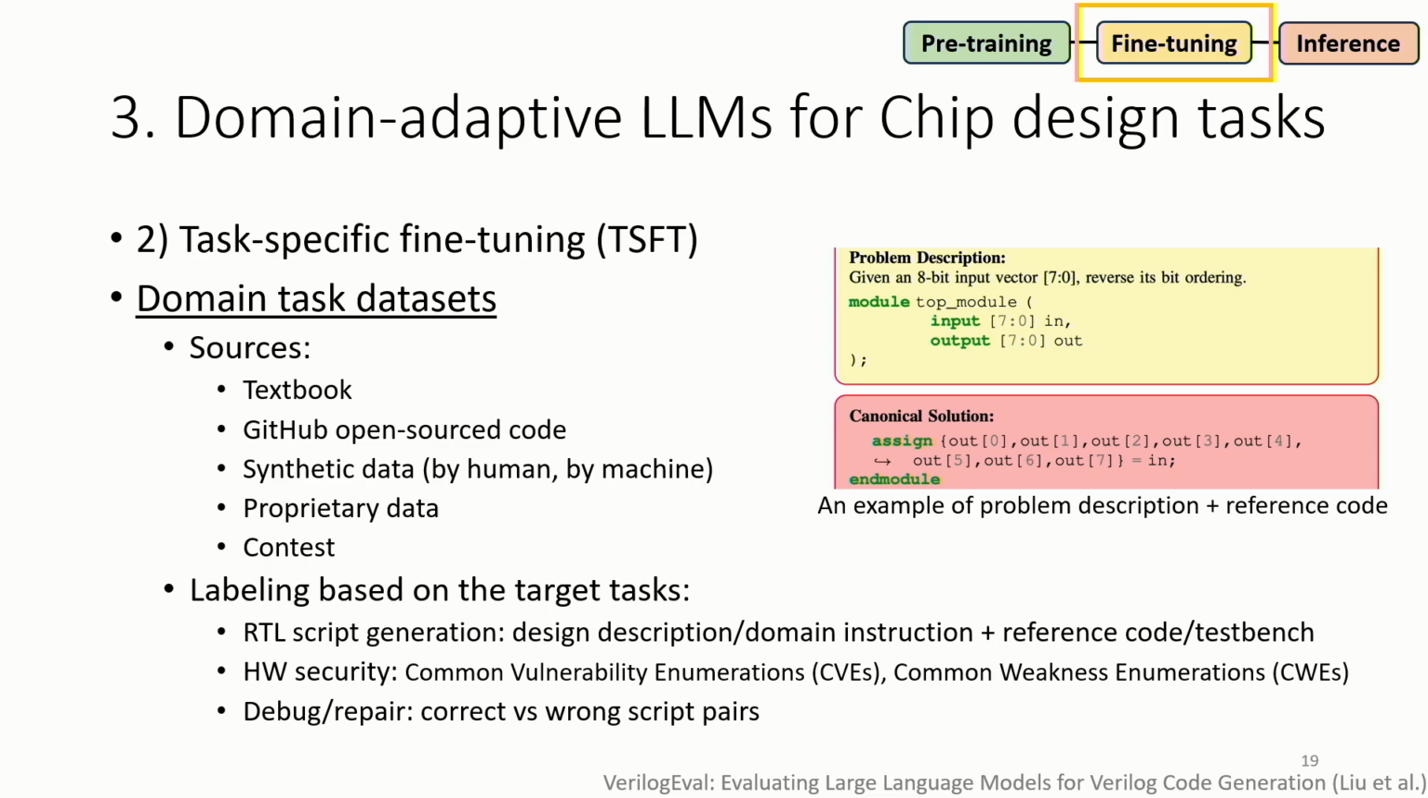Other examples, for hardware security, would be that you need to label the common vulnerability enumerations and also common weakness enumerations. Basically, you need to label those security issues in the code. And also for the debugging task, you may want to label the wrong and correct data pairs.